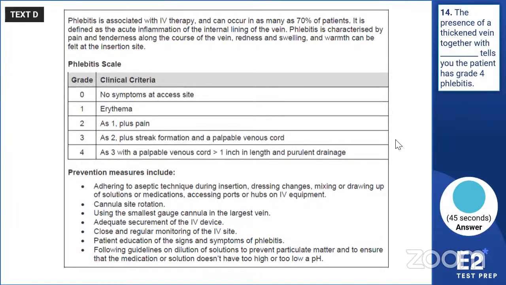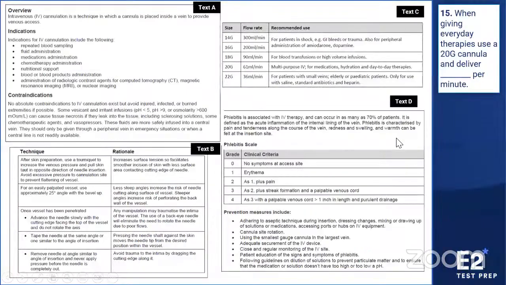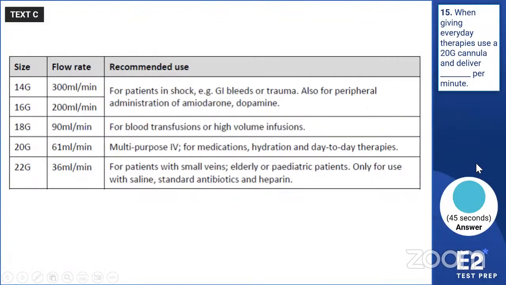All right, well done, well done. A lot of people are getting this very quickly. Okay, so now we've got a question about the size of the cannulas.